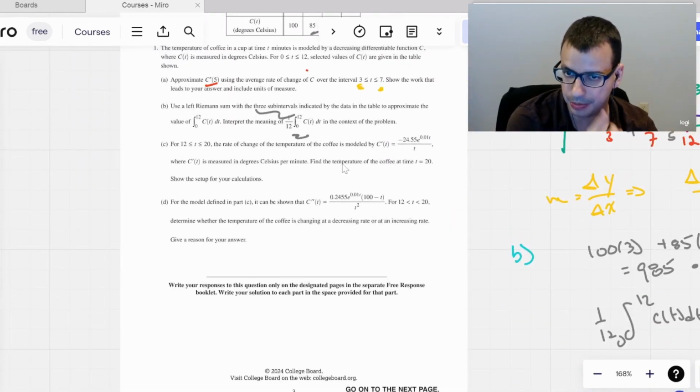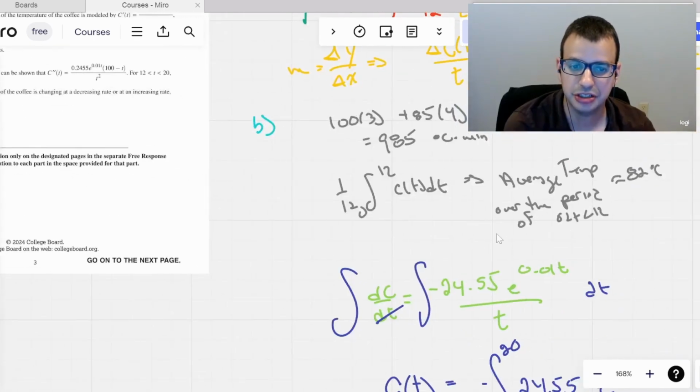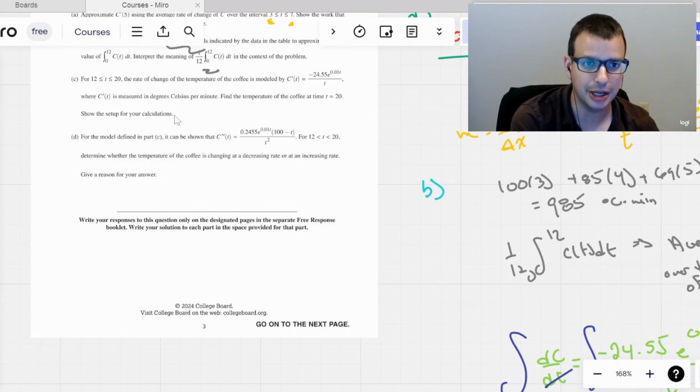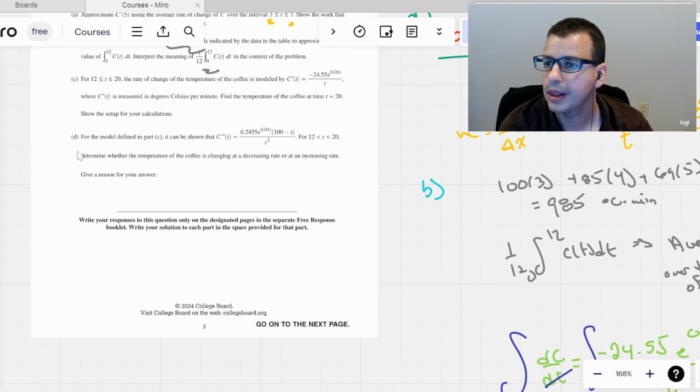Make sure we got it. Interpret the meaning in the context of the problem. Nope. Show the setup for your calculations. That's the setup for our calculations. And the reason they say show your setup is so that we don't just put it in the calculator.